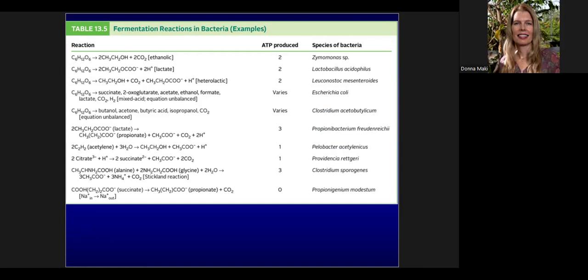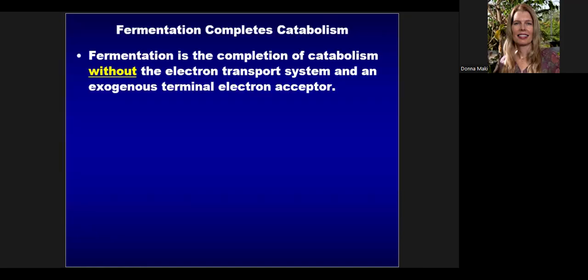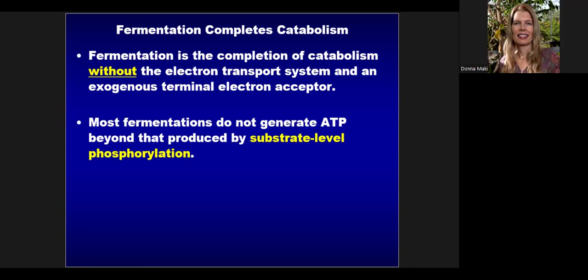So if you look up some definitions of fermentation, this is often how they will phrase it. Fermentation is the completion of catabolism without an electron transport system and without a terminal electron acceptor. I also like that they should have put: and not a complete breakdown of your starting carbohydrate.